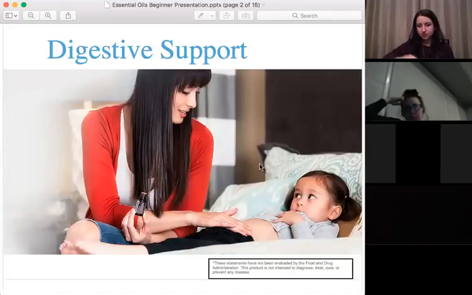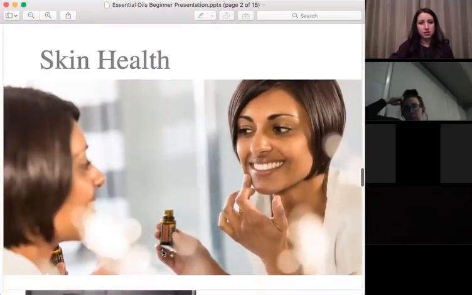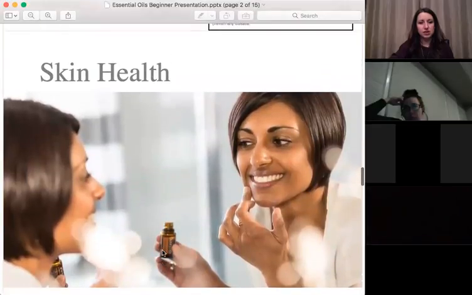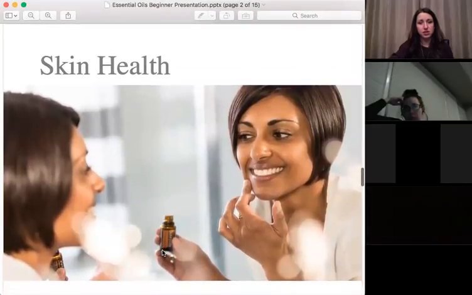So the next one is going to be skin health. This is one of my favorites. Very easily you can incorporate this into your daily routine. I know a couple people on the call tonight probably do the same thing. I like to put frankincense in my moisturizer. Allison, I don't know if you've tried it yet. You could just put one drop in there and put it on your face. It's really refreshing and rejuvenating, especially in the morning.